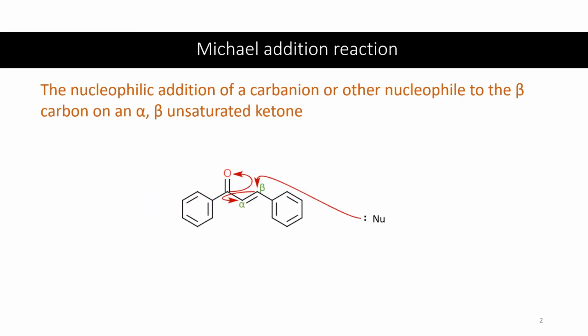Just to summarize what I discussed in the previous slide, a nucleophile addition to an alpha-beta unsaturated ketone would be at the beta carbon position. And this nucleophilic addition of a nucleophile to the beta carbon, we call a Michael addition reaction. We're going to look at the reaction mechanism for today's lab step by step.